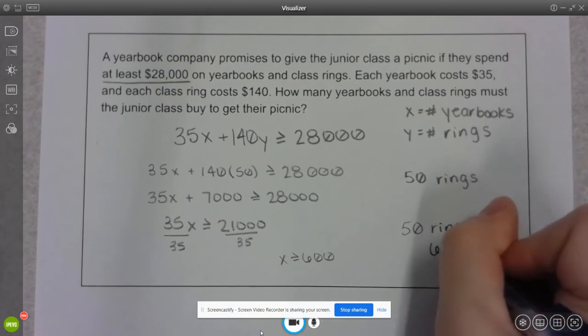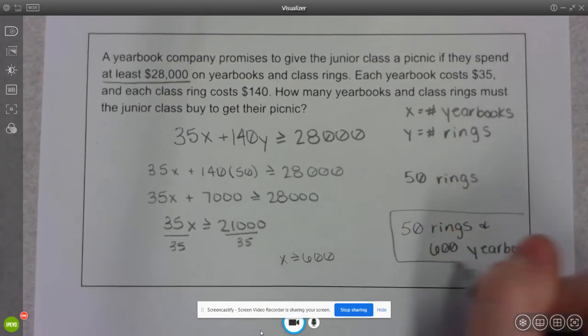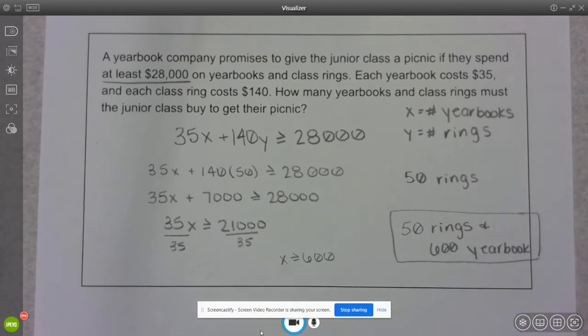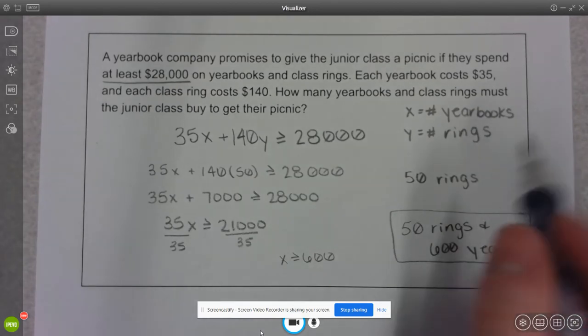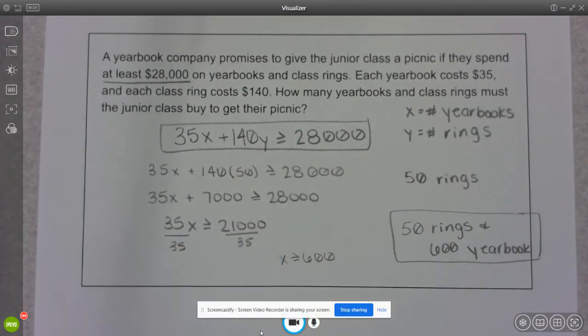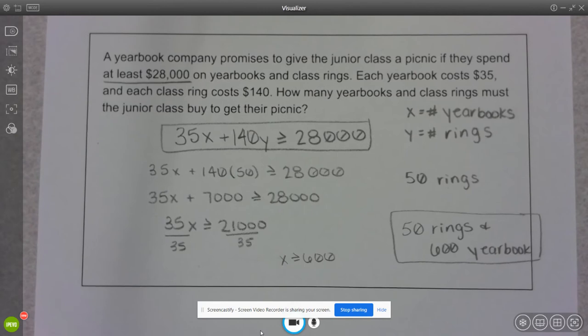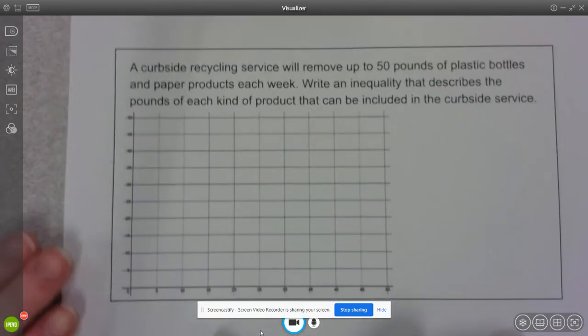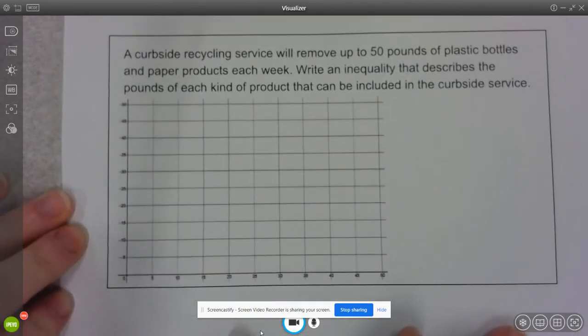Now you could have chosen 100 rings to start with. You could have chosen 200 rings to start with. It would have been the same process using this inequality. Now that's if we did it without a graph. Let's say we did it with a graph.